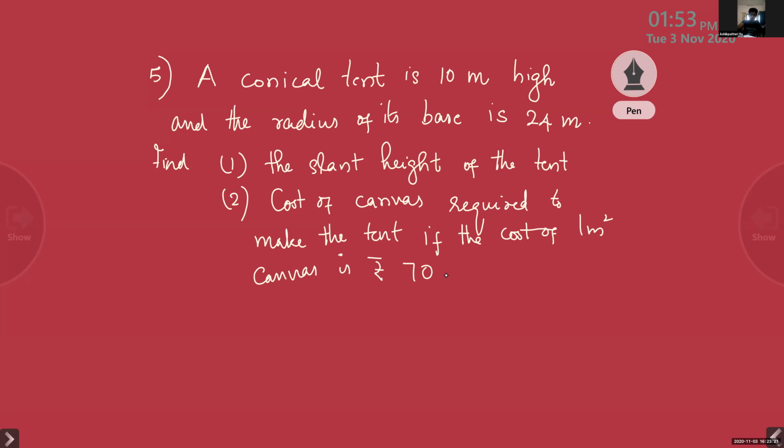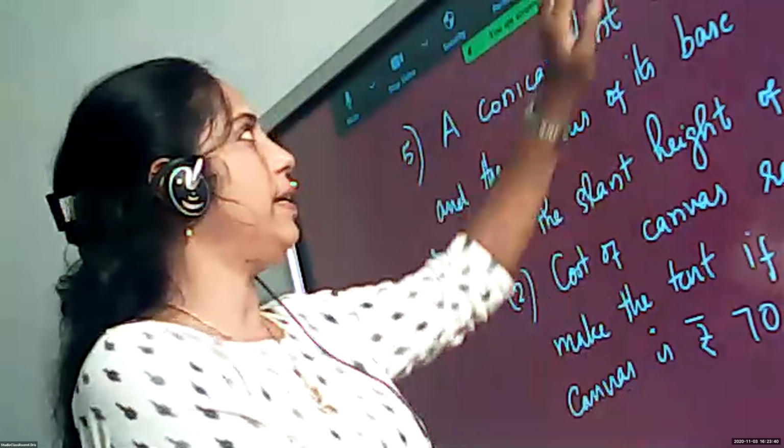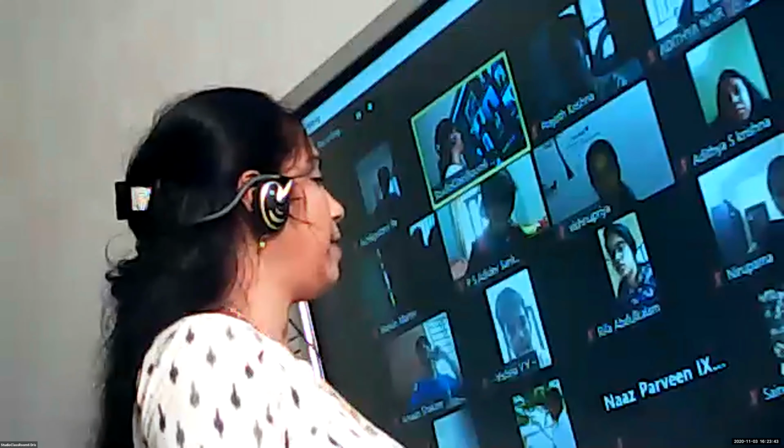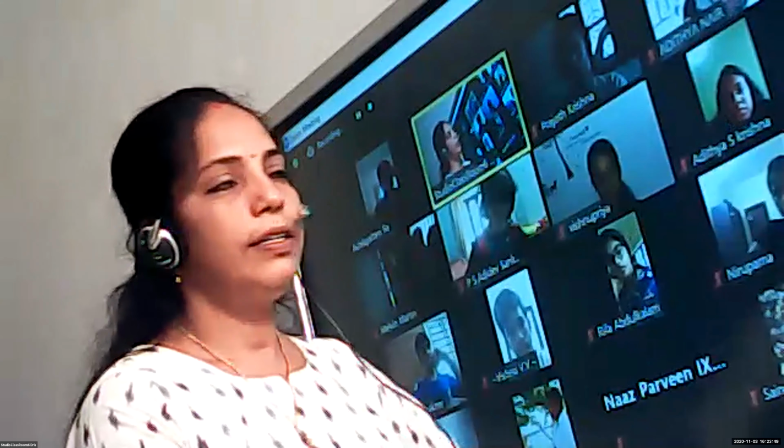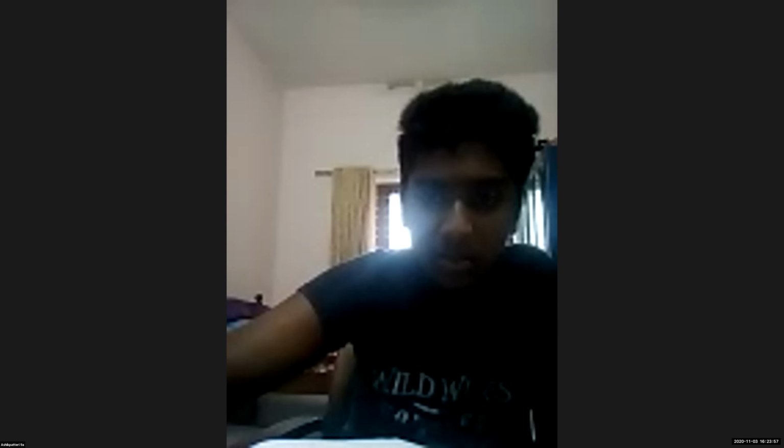Children, here you have to find the slant height of the tent. The radius of the base is given and height is given. You have to find the slant height. That is one question. And next one, the cost of canvas required to make the tent. What do you mean by the cost of canvas? Which area will you find? Is it TSA or CSA? TSA, ma'am. TSA or CSA? What do you think?